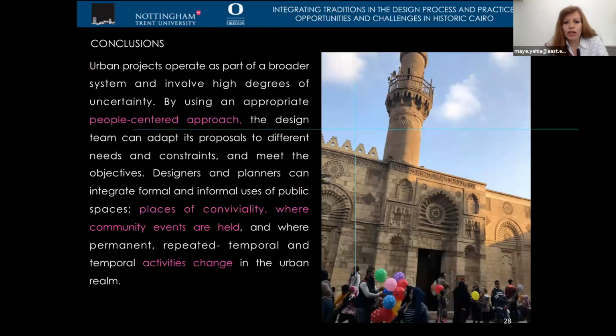Urban projects operate as part of a broader system and involve high degrees of uncertainty. By using an appropriate people-centered approach, the design team can adapt its proposals to different needs and constraints and meet the objectives. Designers and planners can integrate formal and informal uses of public spaces, places of conviviality where community events are held, and where permanent, repeated temporal activities change in the urban realm.